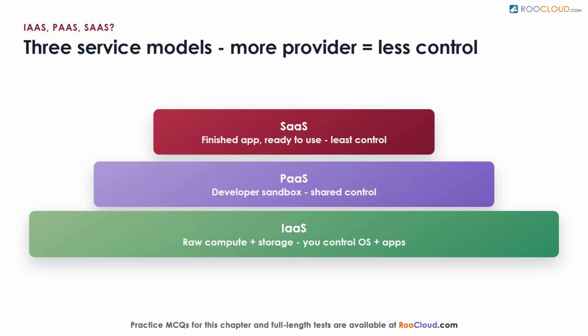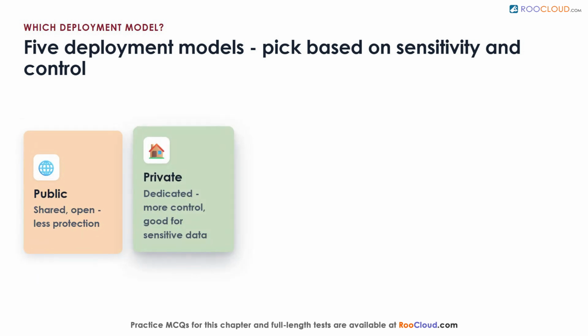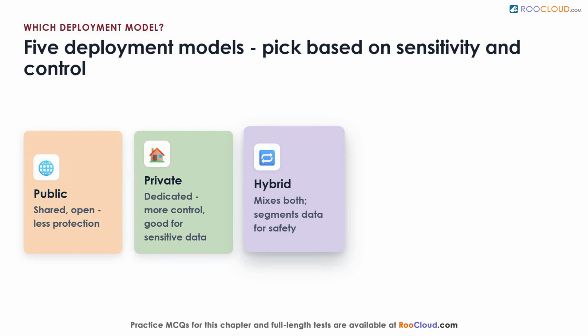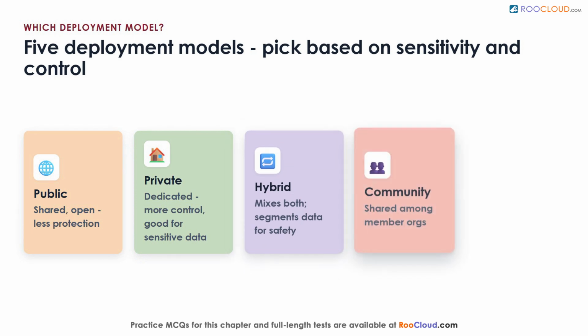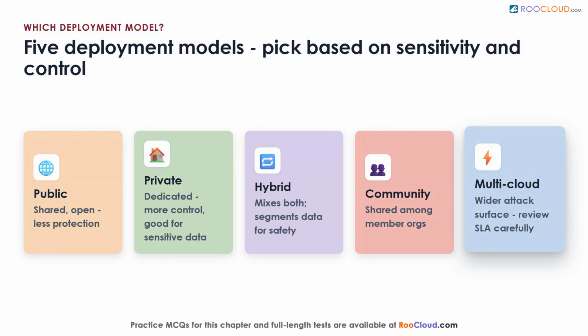You also choose how the cloud is deployed. What are the deployment models? A public cloud is shared and open, so customers are less protected. A private cloud is dedicated, giving you more control, good for sensitive data. A hybrid cloud mixes both, segmenting data for safety. A community cloud is shared among member organizations, and a multi-cloud combines several public clouds, which widens the attack surface.